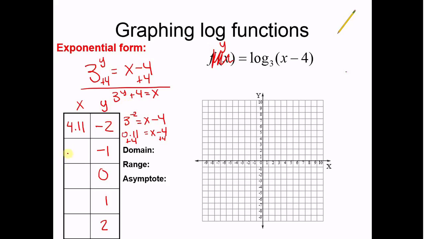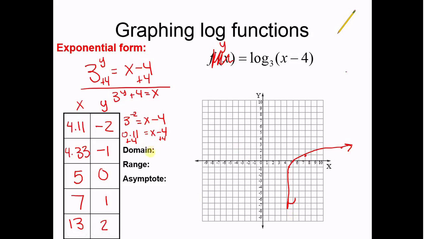So we get 4.11, our next answer would be 4.33. With a 0, we would have a 5, 7 for a 1, and a 13 for a 2. Can't graph that, but that's okay. It kind of gives us an idea. So 4.11, -2, about right there. 4.33, -1, a little farther. 5, 0; 7, 1; 13, 2, which is way out there. So let's go ahead and graph here.